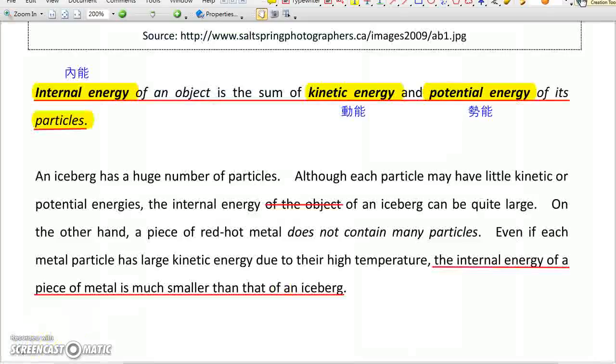When we talk about energy of an object, we talk about internal energy of the object. It is the sum of kinetic energy and potential energy of its particles. An iceberg has a huge number of particles. Although each particle does not vibrate too much due to the low temperature, the total potential energy and kinetic energy can be quite large. On the other hand, a bucket of red-hot molten metal does not contain many particles. Although each metal particle has a lot of kinetic energy, the total internal energy of the metal is smaller than that of a huge iceberg.